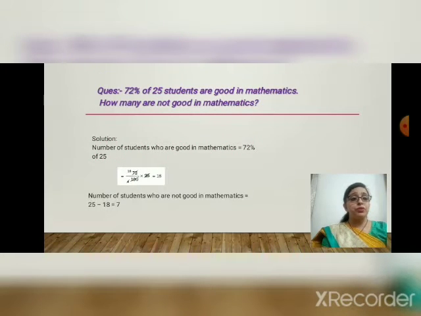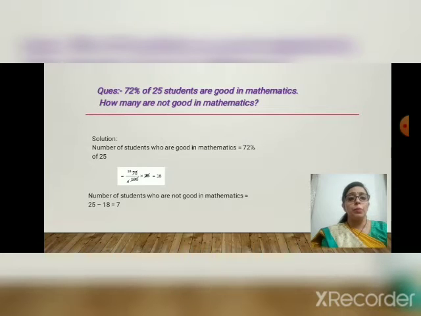72% of 25 students are good in mathematics. How many are not good in mathematics? So here, how much percentage have they given for good in mathematics? So I have written it. Whatever is written in the question, first you have to write that. So I have written number of students who are good in mathematics is equal to 72% of how many students? 25. So I will find how many students are good in mathematics.